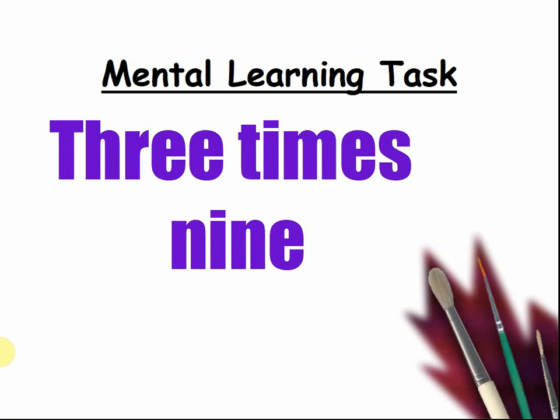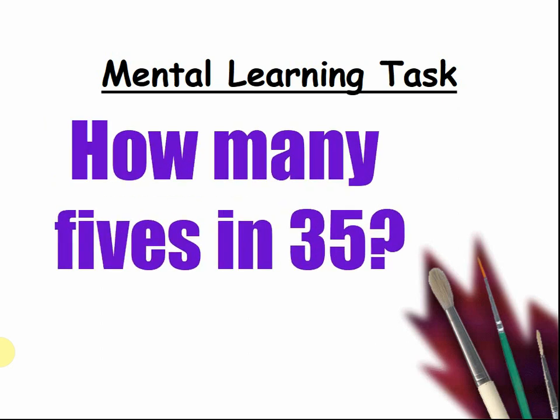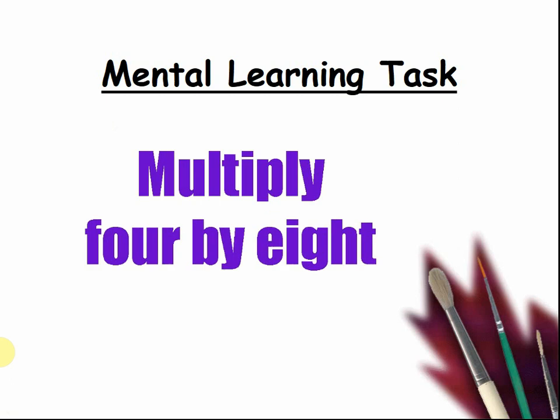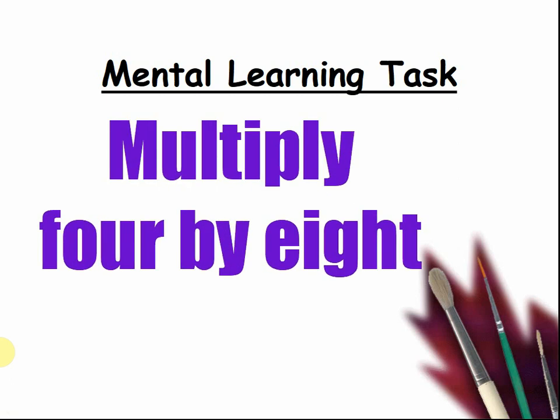What is 3 times 9? 3, 2, 1, tell me. Brilliant! The answer is 27. How many 5s in 35? 3, 2, 1, tell me. That's correct. The answer was 7. Multiply 4 by 8. 3, 2, 1, tell me. The answer, of course, was 32.